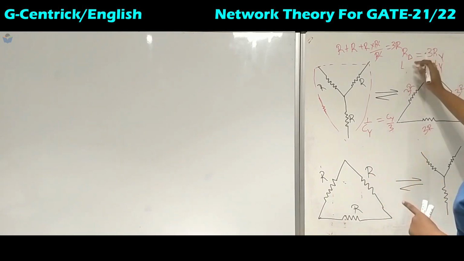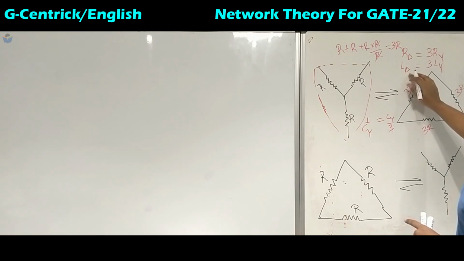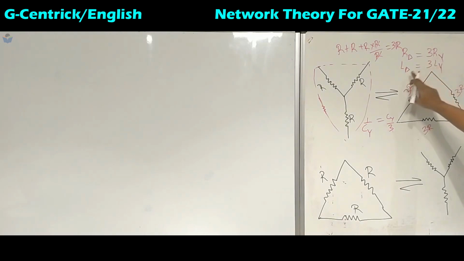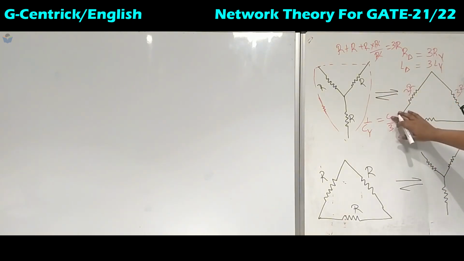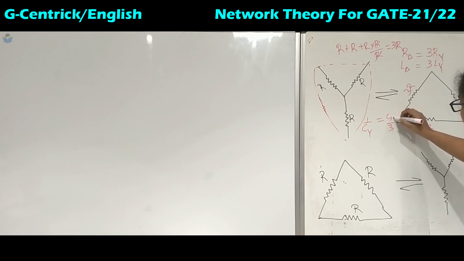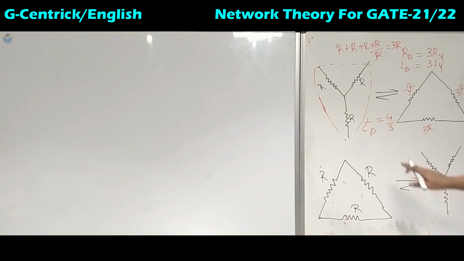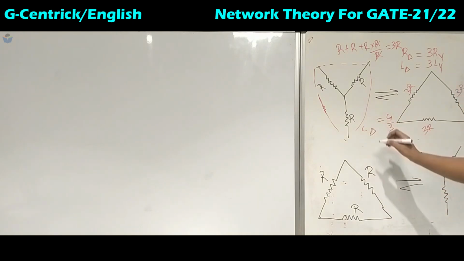Please change it, it is opposite. So if we want in delta, we are converting from star, this value will be 3 times the star value. Okay, now this is star and this is delta, C delta. Okay, so this is the conversion.